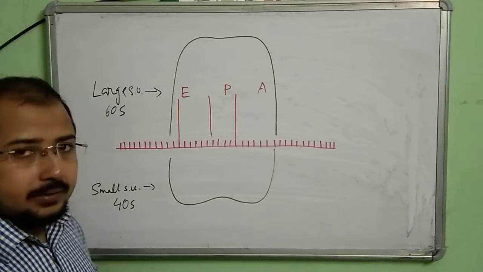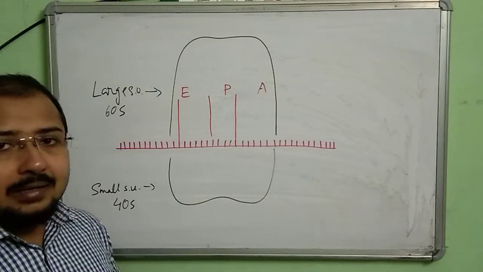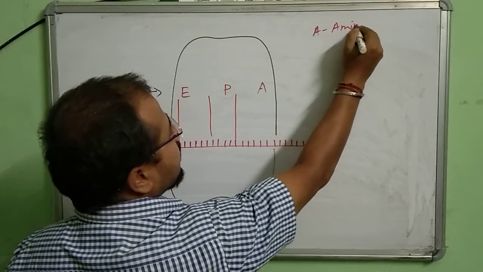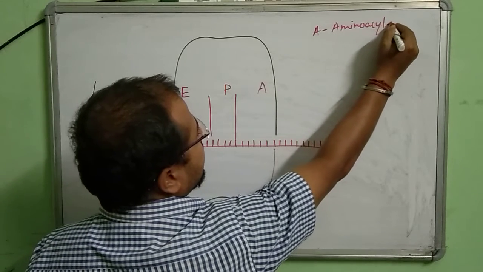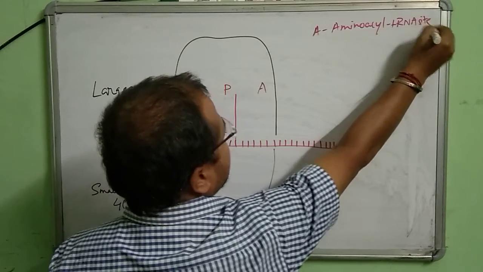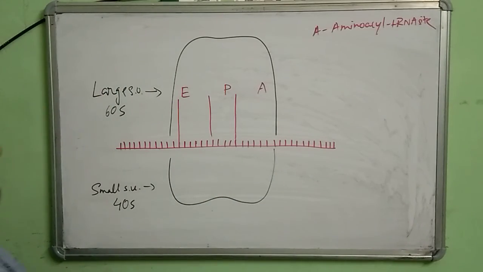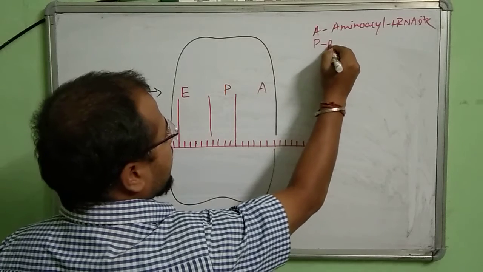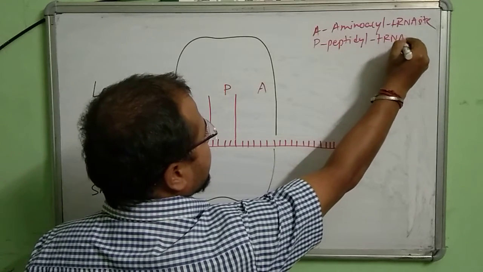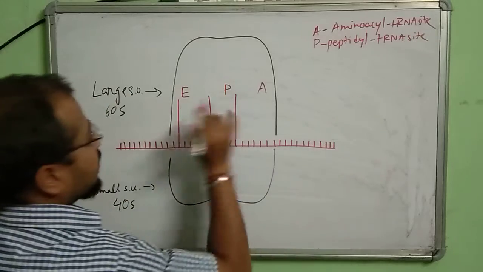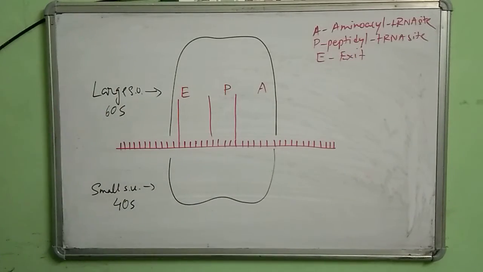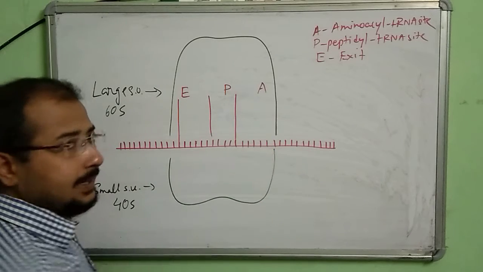Now A means aminoacyl tRNA site. A for aminoacyl tRNA site, whereas P for peptidyl tRNA site. E is for exit. We will see the importance of these sites.